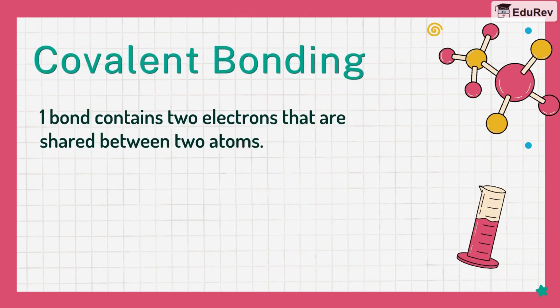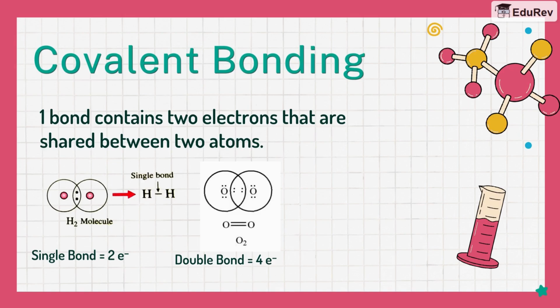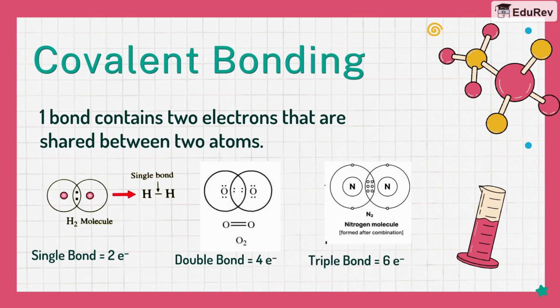And remember this, one bond contains two electrons that are shared between two atoms. So, if there is one bond, then two electrons are being shared. Two bonds and four electrons are being shared. Three bonds and six electrons are being shared.